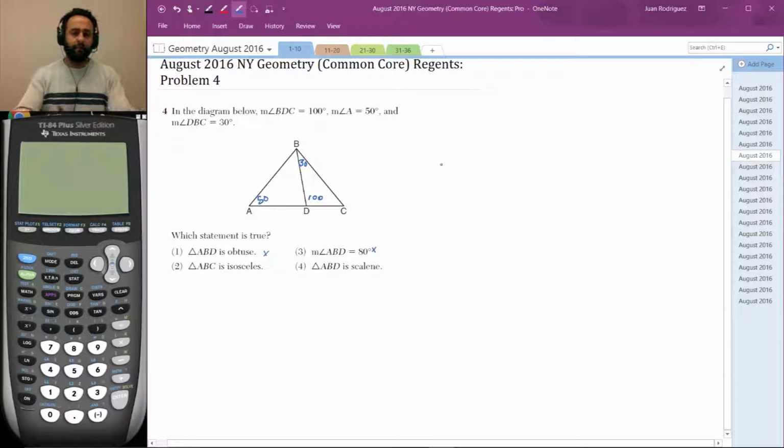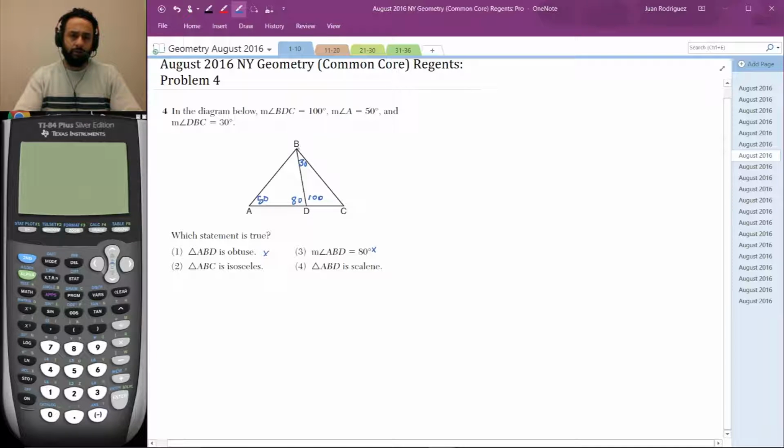So here's what I do now. I've labeled some angles. So what do I do here? I can label all the angles that I could possibly label, and that should give me a lot of information. Angle BDC is 100 degrees, so its linear pair has to be 80 degrees, because a linear pair is supplementary. So that angle's 80. Now I have two angles in triangle ABD, 50 and 80.